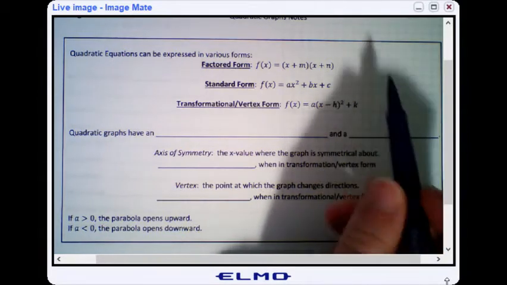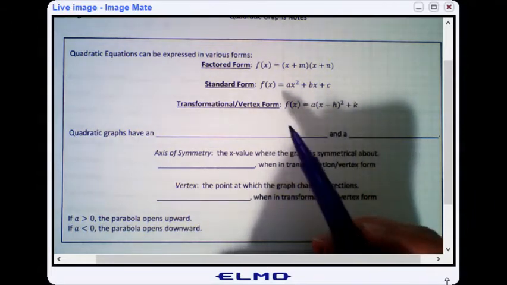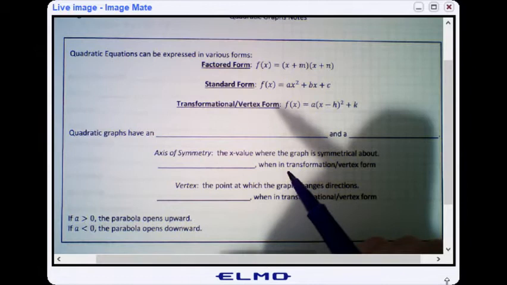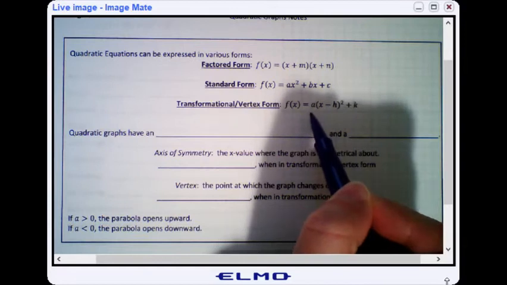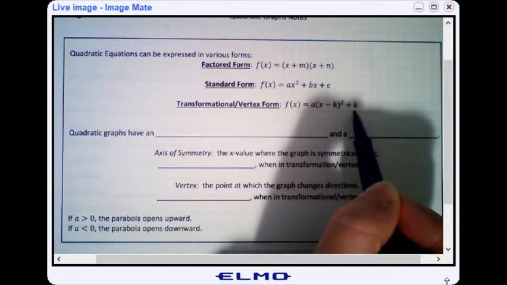We have our standard form, ax squared plus bx plus c, and it looks exactly like our quadratic formula, what we would use to plug into there. And then we have our transformational or vertex form that we did in unit 1. So there's our vertical stretch or shrink. This is how we move our graph left or right. So our horizontal shifts and our vertical shifts, we move it up or down.